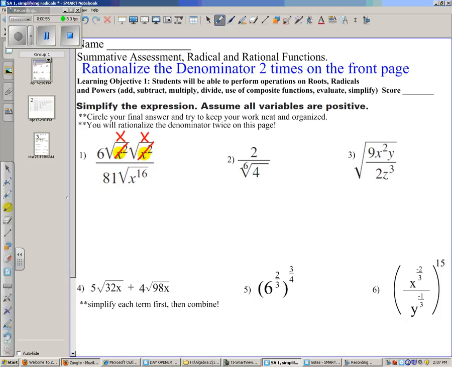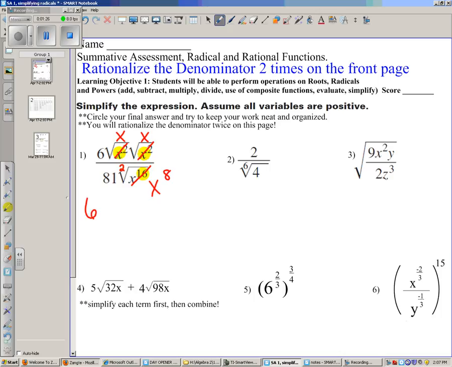Now, when I go to the denominator, the biggest mistake that was made on the test is when you take out exponents, you're supposed to use division, and what people did instead is they took the square root of 16 and then changed this to x to the fourth power. That would be correct if it was a regular 16, but this 16 is an exponent. So I need to see how many times 2 goes into the 16. And 2 goes into the 16 8 times. So when this comes out, this will be x to the eighth.